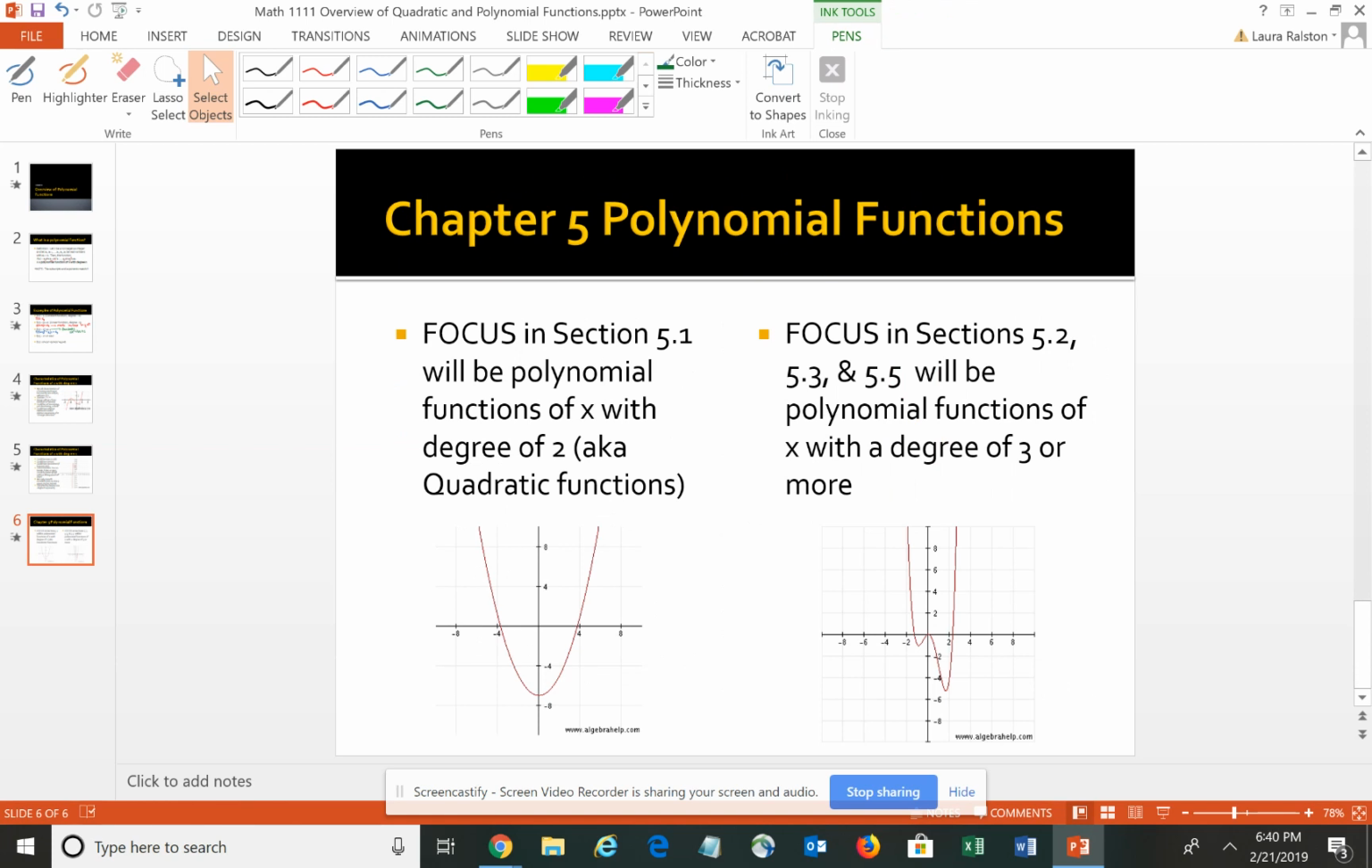Now, throughout Chapter 5 or Lesson 12, in Section 5.1, we look at polynomials with a degree of 2, which are typically called quadratic functions. And then in sections 5.2, 5.3, and 5.5, we look at polynomial functions of x with a degree of 3 or more. And we're going to take a look at those specific polynomial functions with a degree of 3 or more in a separate video.